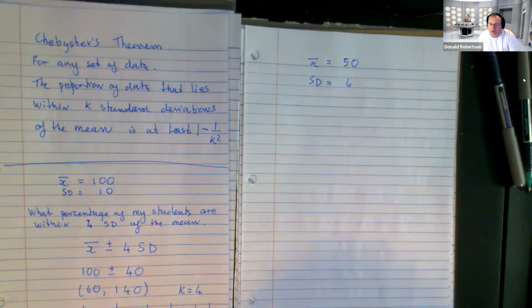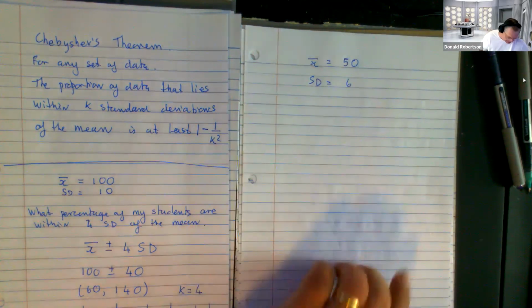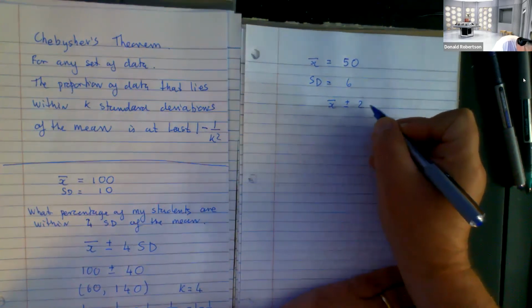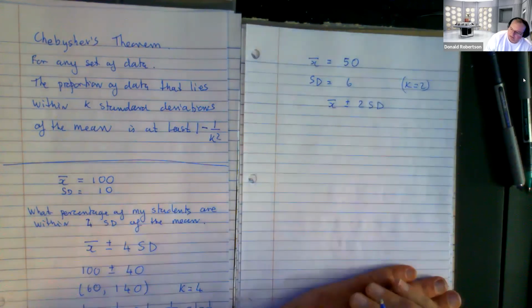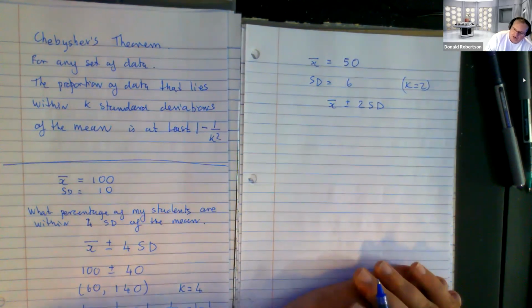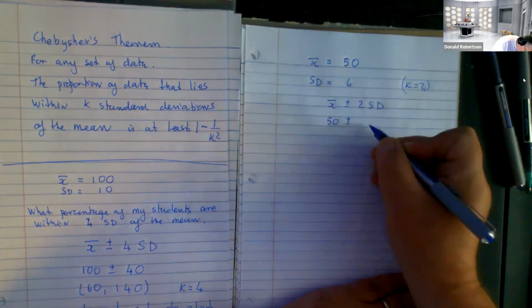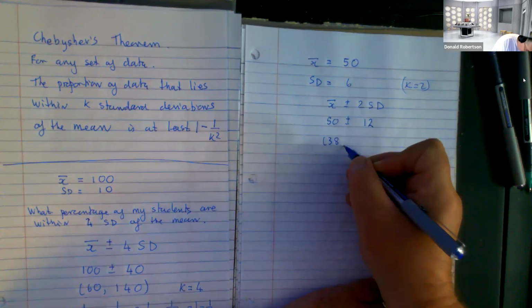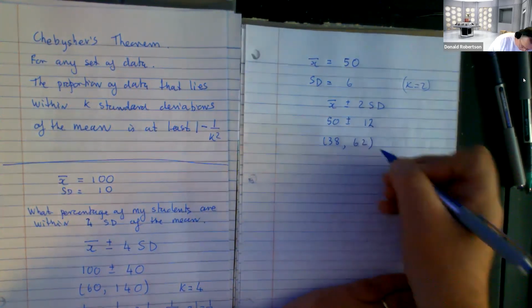And I want to know what percentage of my students would be within 2 standard deviations of that mean. So let's see what that looks like. Plus or minus 2 standard deviations. So that means K equals 2, right? 2 standard deviations. So it's 50 plus or minus 2 lots of that, which is 12. So what percentage of my students would get a score from 38 to 62?